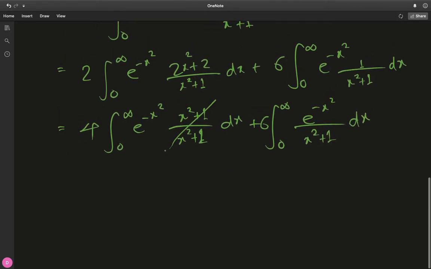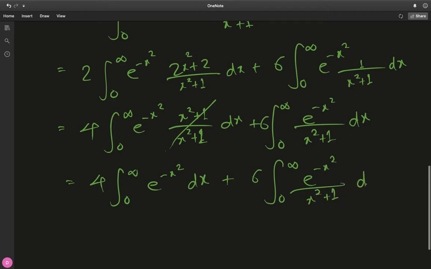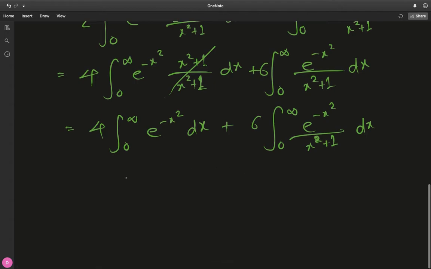Notice that these cancel out nicely, so we just have 4 times the integral from 0 to infinity of e raised to negative x squared dx plus 6 times the integral from 0 to infinity of e raised to negative x squared divided by x squared plus 1 dx. I'm going to write the second integral as it is for now, because notice that the first integral is just the Gaussian integral, which is going to be square root of pi over 2, dividing by 2 because it's an integral from 0 to infinity, not minus infinity to infinity, in which case we would have obtained the square root of pi. And I would like to call this integral I1.